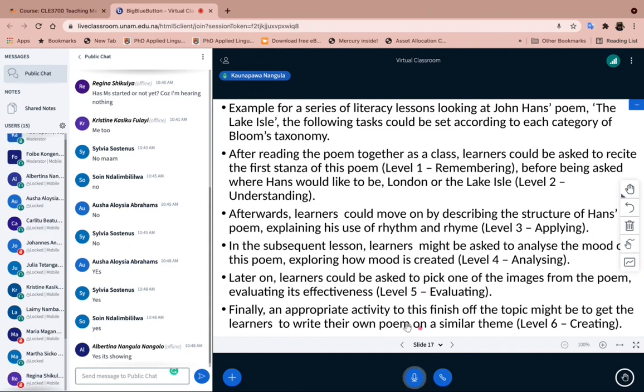And then in the last part, which is creating, finally an appropriate activity to finish the topic might be to get the learners now to write their own poem on a similar theme, for instance. All right, so that's what we have. That's more concrete, right? Regarding Bloom's Taxonomy.